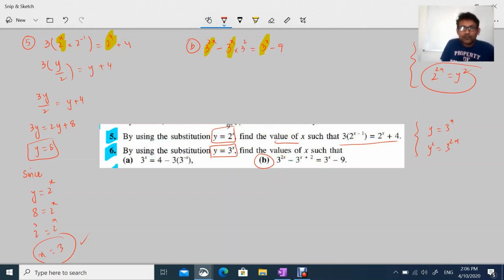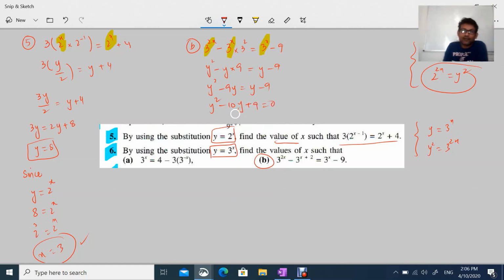So what we can do, this is y square, this is only y, into 3 square which is 9, this is y and minus 9. We can simplify: y square minus 9y is equal to y minus 9. Y square, 9y shifted to the left-hand side gives minus 10y, and minus 9 becomes plus 9, equals 0. This is the quadratic equation.